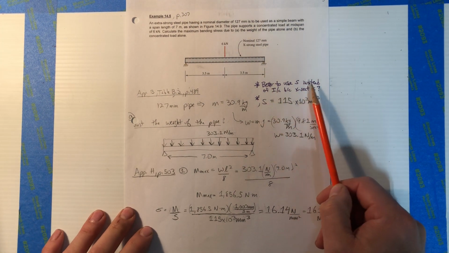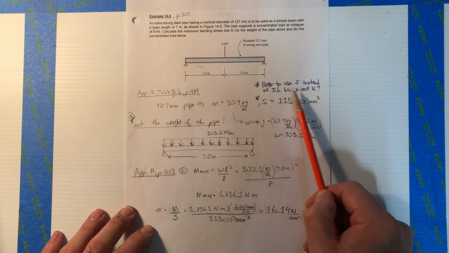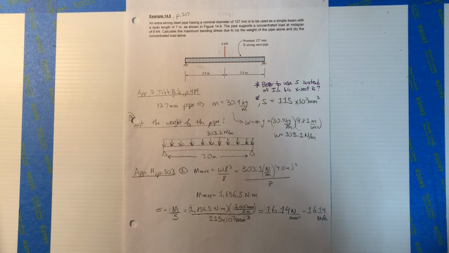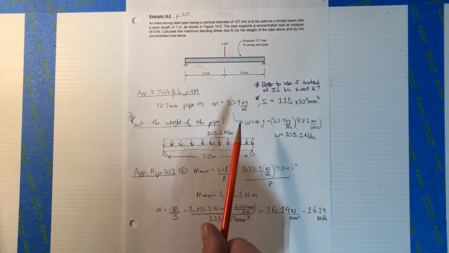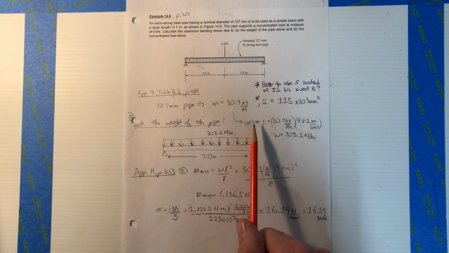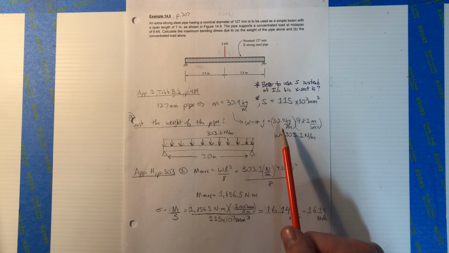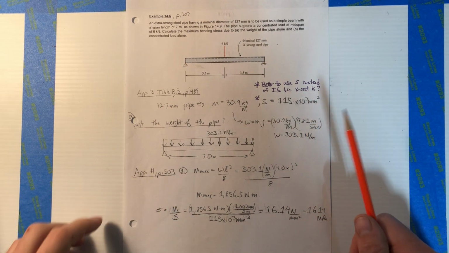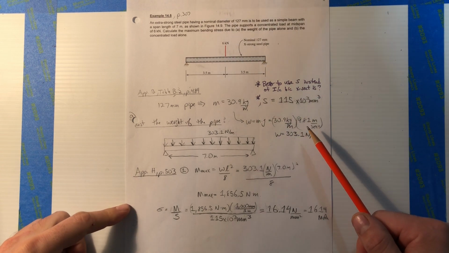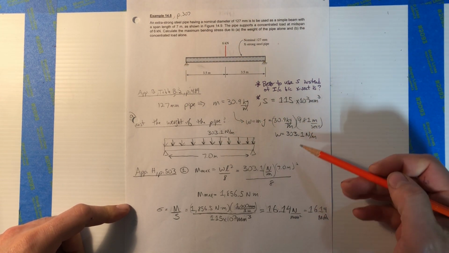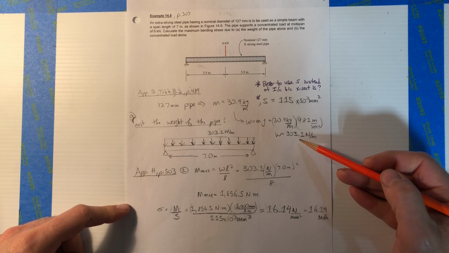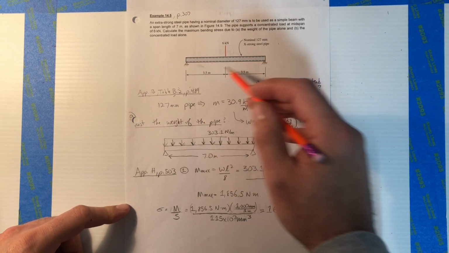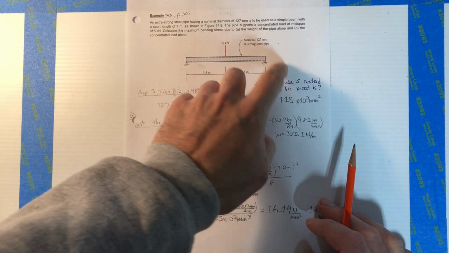So here, better to use S instead of I over C because the cross section is unknown. Actually, the cross section isn't unknown. We can look at it in the table and figure out what the cross section is and do it that way too. Let's take that mass value, convert it to a force, which is a weight. Mass times gravity, 30.9 kilograms per meter, times 9.81 meters per second squared. That's gravity, right? The acceleration due to gravity. Physics 101 should have taught you that. We get a weight of 303.1 newtons per meter. So this pipe weighs 303 newtons every meter it is long, okay?